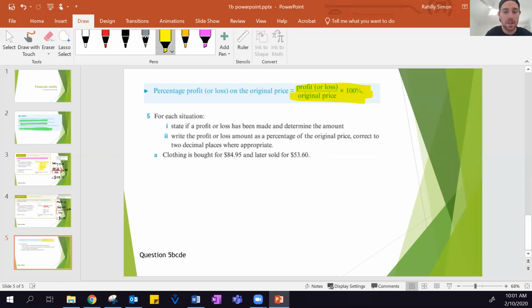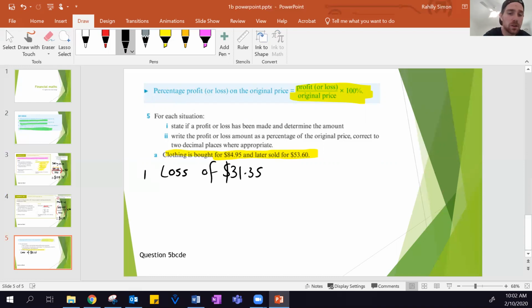Okay. For A, clothing is bought at $84.95 and sold for $53.60. Straight away you can see that it is a loss because it's gone down. Okay, so it's a loss of, how much have we lost? $31.35. Okay, so that's done.